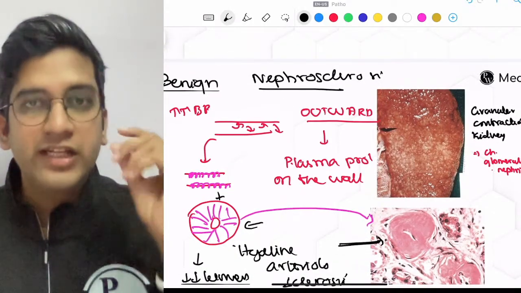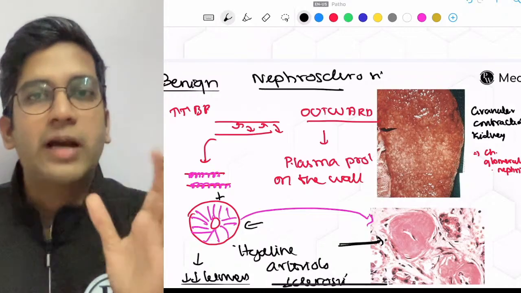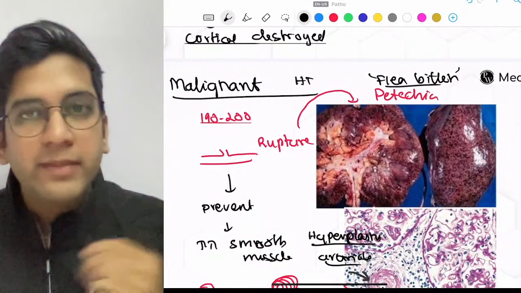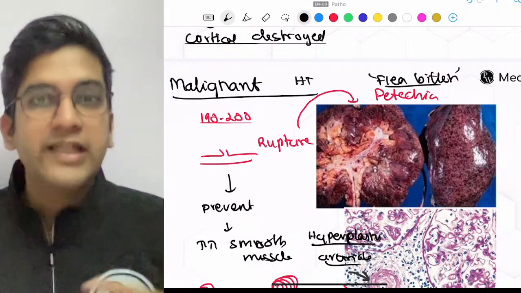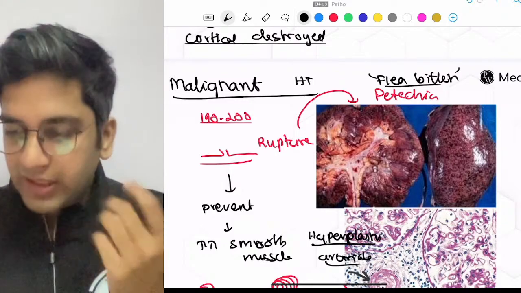Like I said, they can give you a clinical scenario: a chronic hypertensive having renal failure, what will be the changes which will happen in the kidney? Or a person coming with a headache with a BP of 120 millimeter of mercury, the patient dies. Post-mortem, what will you find in the kidney? Both benign and malignant hypertension can be asked in the exam. Fine, next one.